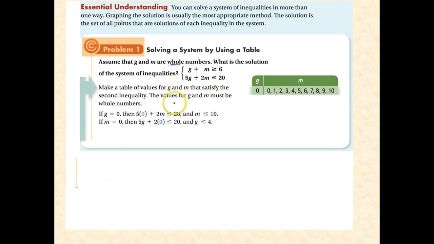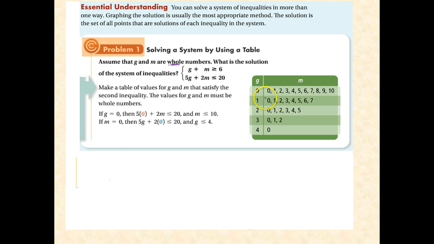If m is 0, that's the lowest m could be, then 5g is less than or equal to 20, and g is less than or equal to 4. So g can go from 0 up to 4. And then we can plug in to get all these other values.